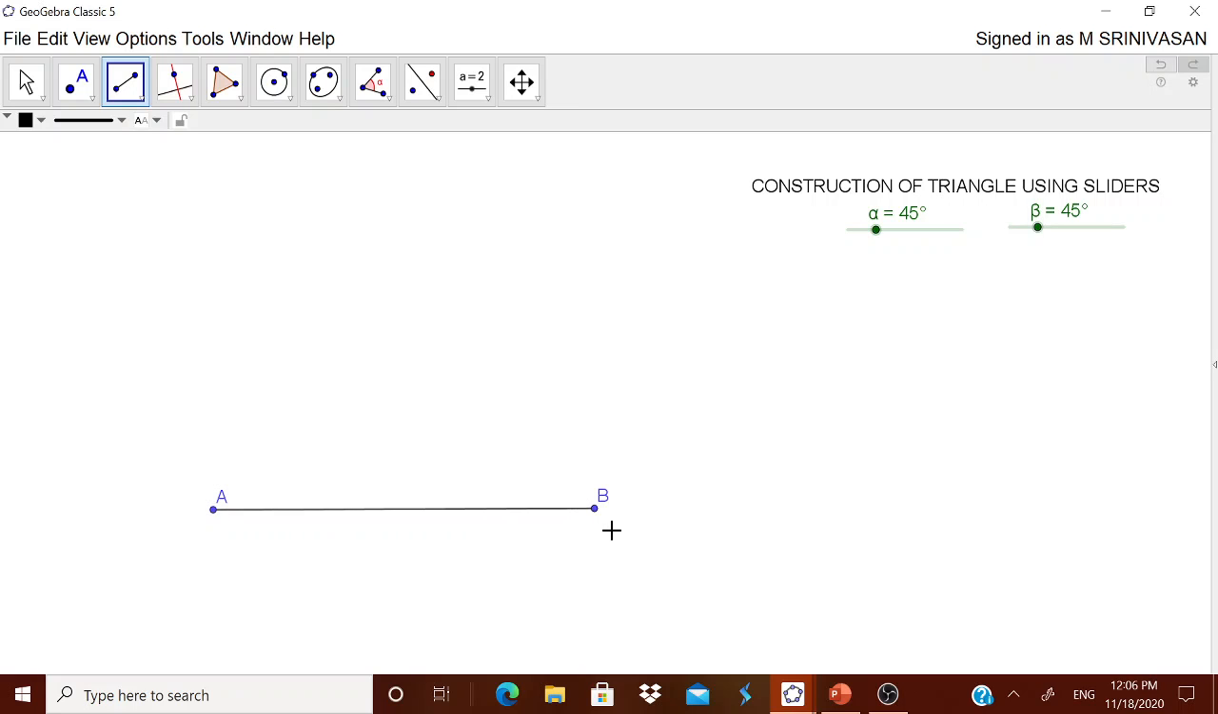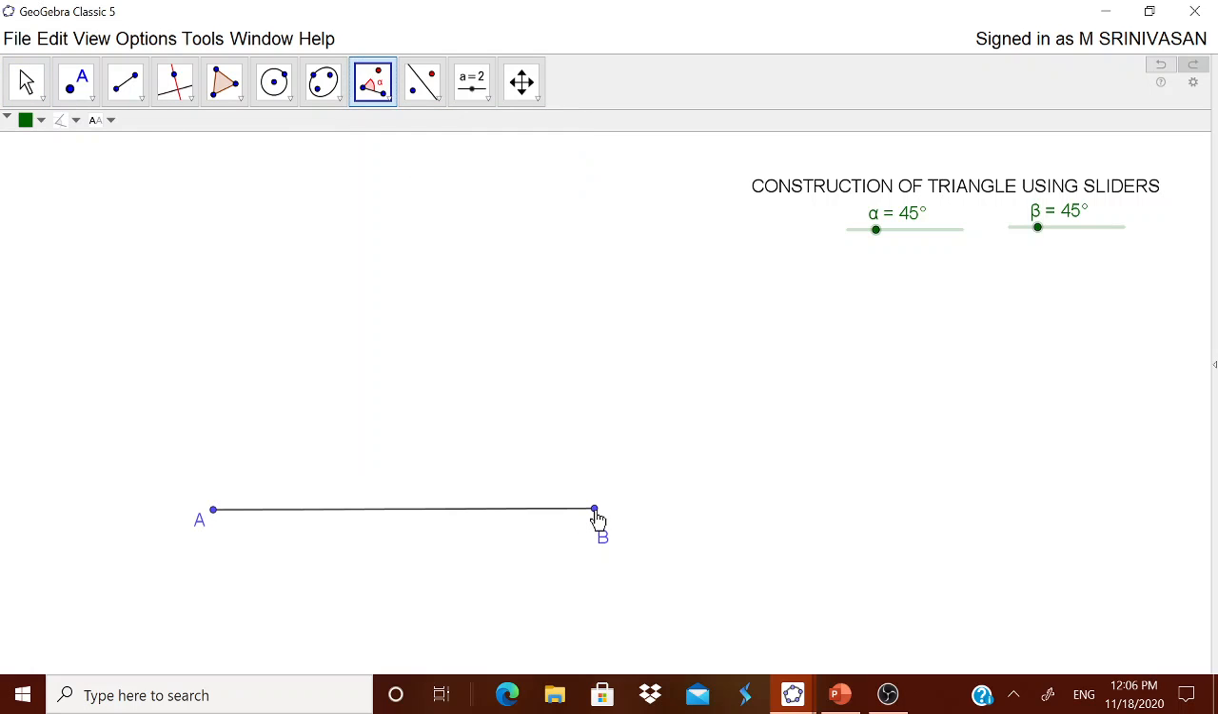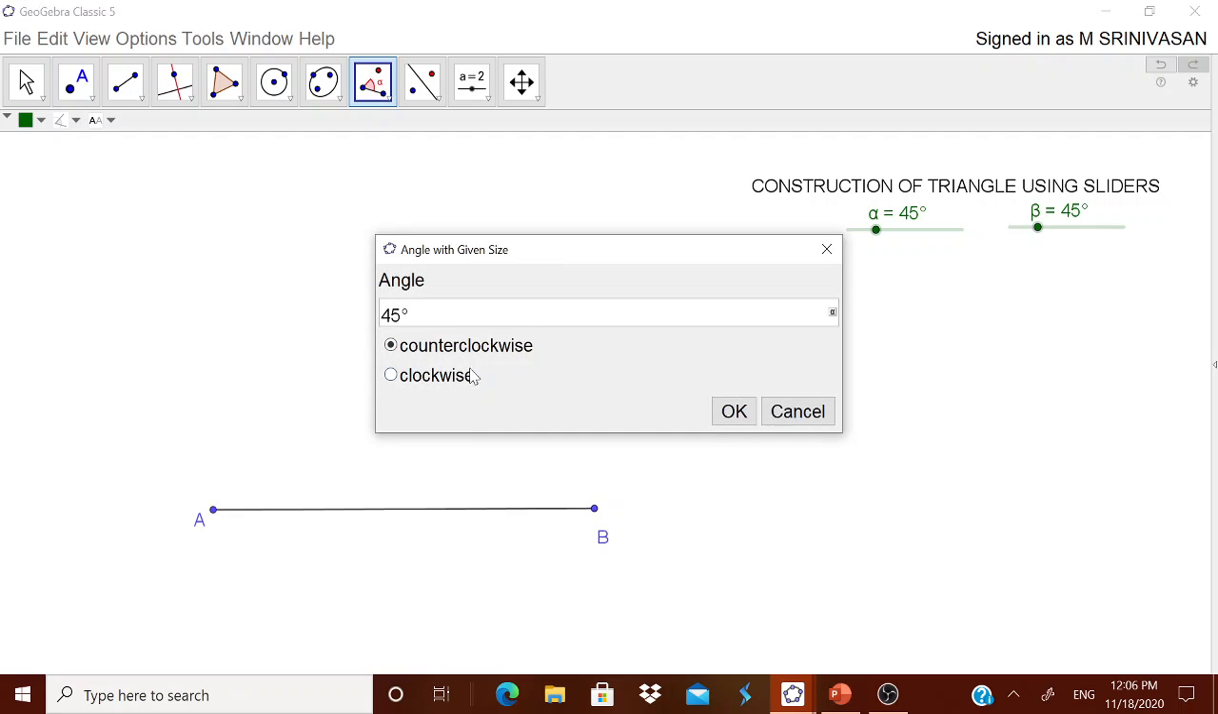Okay, now I want to draw one angle A and angle B, but I want them to be alpha and beta because I want to move it and then change it. So go for this: angle with a given size. Touch this. It will ask what angle you want. Actually, if this is 45 degrees, then 45 degrees will come.